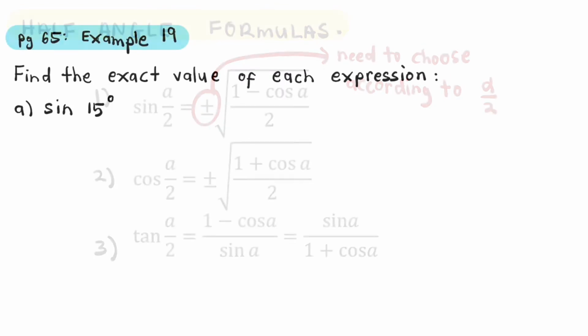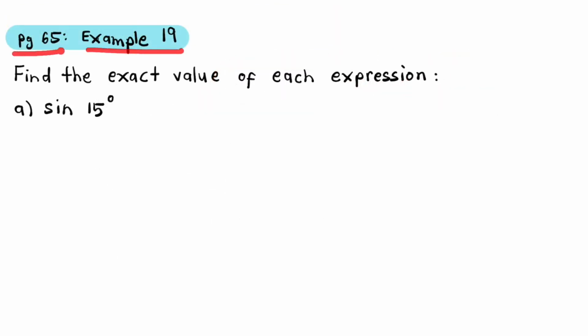The first one, example 19 on page 65 in your textbook. Find the exact value of each expression: sine 15. Again, sine 15 is not a special angle, so you don't have the exact value straight away. So you have to do something with it to find sine 15. I think we did it in the addition and subtraction, where you can do 45 minus 30 degrees and you get 15 degrees.